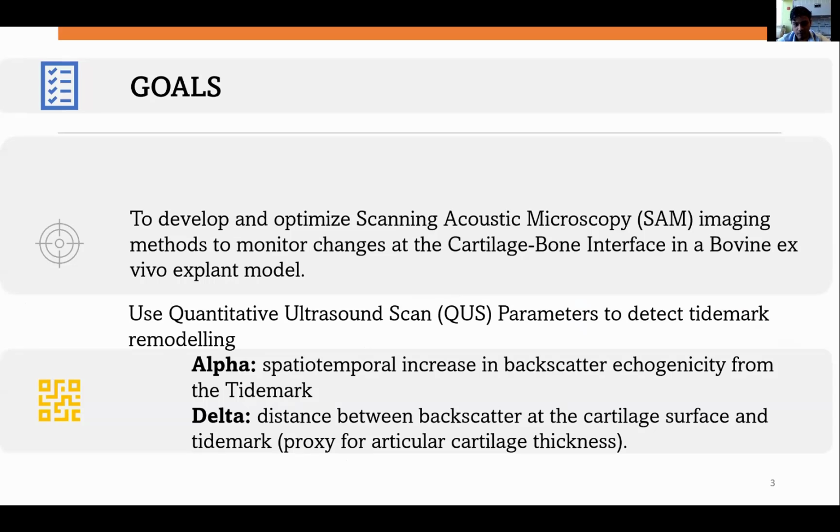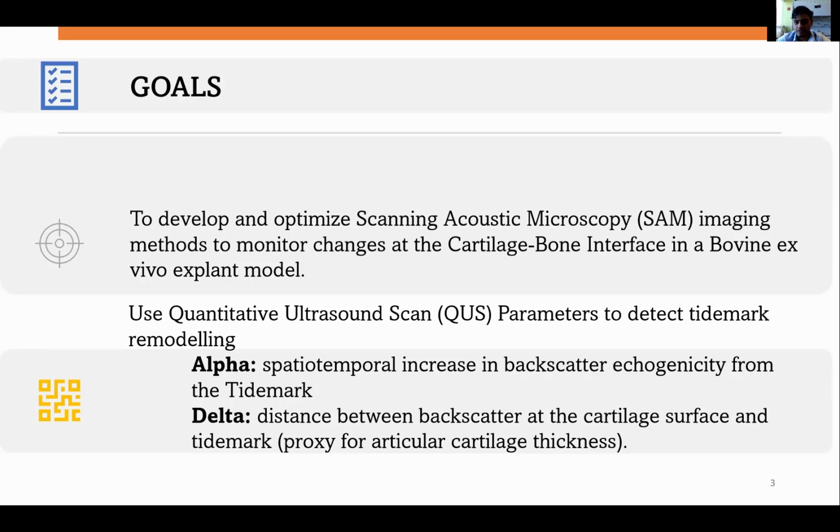The bigger picture of what we are trying to do is to develop and optimize SAM imaging methods to monitor changes at the cartilage bone interface, or tide mark, in bovine ex vivo models. We have tried a couple of other animal models too, but after some trials, we found that bovine seems to be a perfect model to study and develop our imaging methods. So how do we do it?